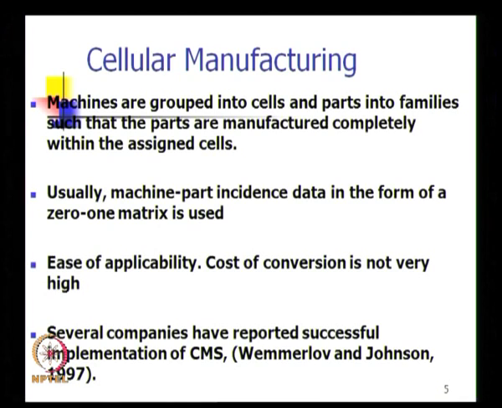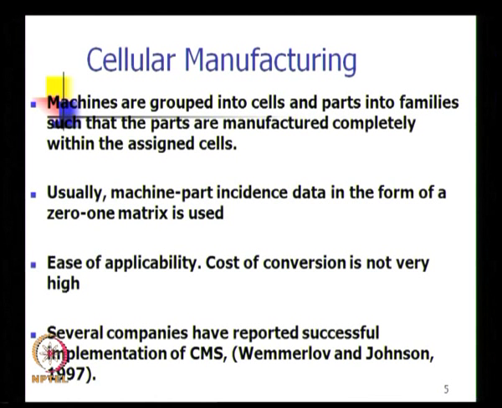Now, if we look at literature as to how researchers and practitioners have tried to create machine cells and part families, the data is usually captured in the form of a 0 1 matrix, which we will see as we move along in this course. So, the machine part incidence data is captured. Machine part incidence data means that the incidence or the visit of parts on the machines is captured in the form of a 0 1 matrix.